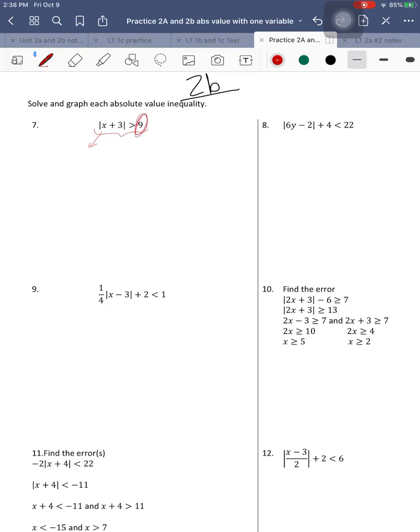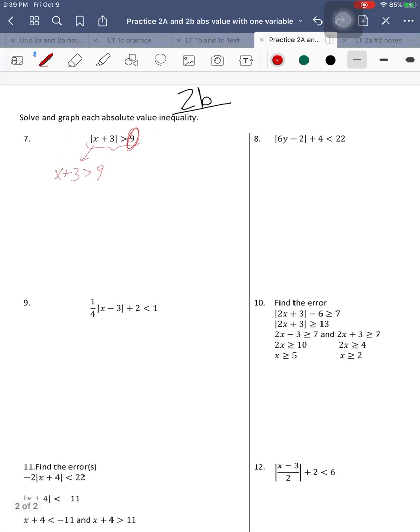Well, first, I guess I should stop. It's a positive 9 on the opposite side of the inequality. If it was negative, we would stop and it'd be a special case. It's not, so we're going to break it up. Write one inequality down exactly how you see it with the greater than. Then the other inequality.